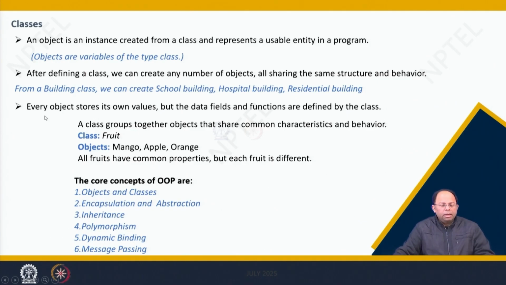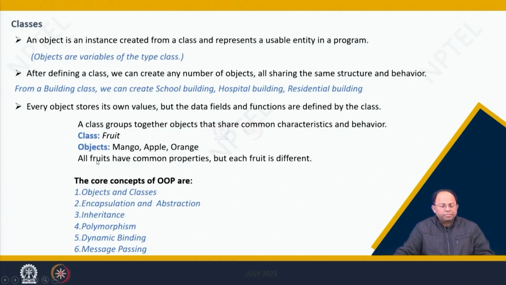a school building. Now every object stores its own values, but the data fields and functions are defined by the class. So the overall structure is given by the class, like what sort of data attributes and what sort of functions, but the values stored would be specific to a specific object. In some way, a class groups together objects that share common characteristics and behavior. So when we define a class, it is grouping many characteristics together. Like the class could be fruit, and objects could be mango, apple, orange, and the properties like how sweet it is and what its shape is will vary as per that particular fruit or object in this case.